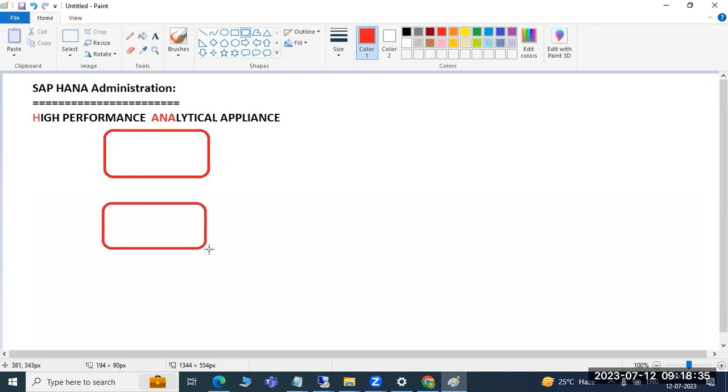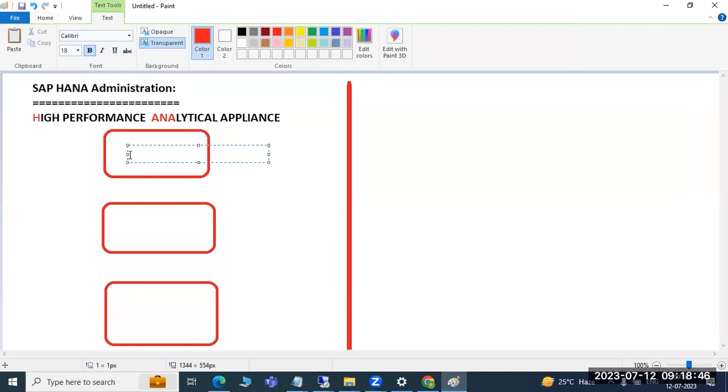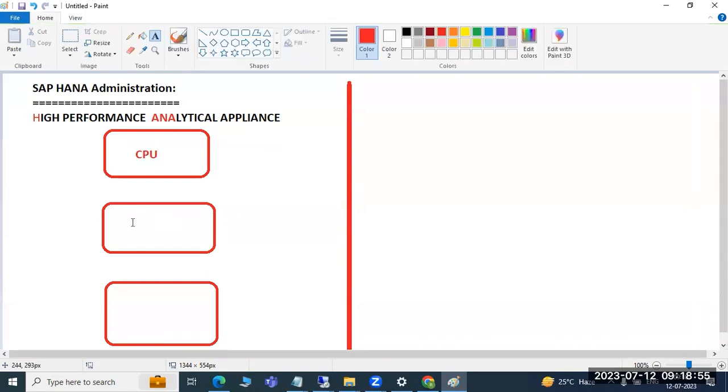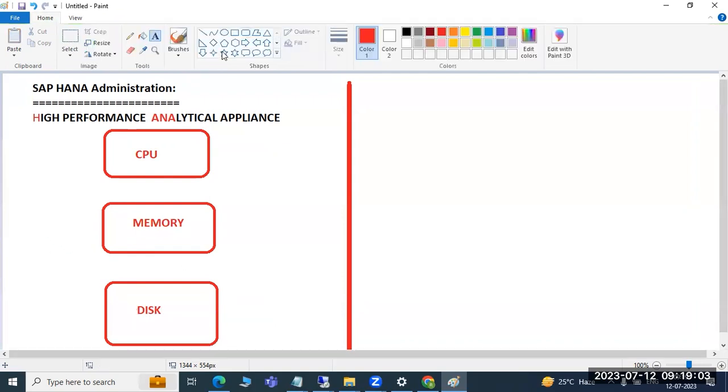Suppose this is the other databases: CPU, memory, and disk. When the request comes, it first goes to the CPU, then to memory, and finally to the disk, where the data is available. It will pick up the data from there, and then give the response back to the user.